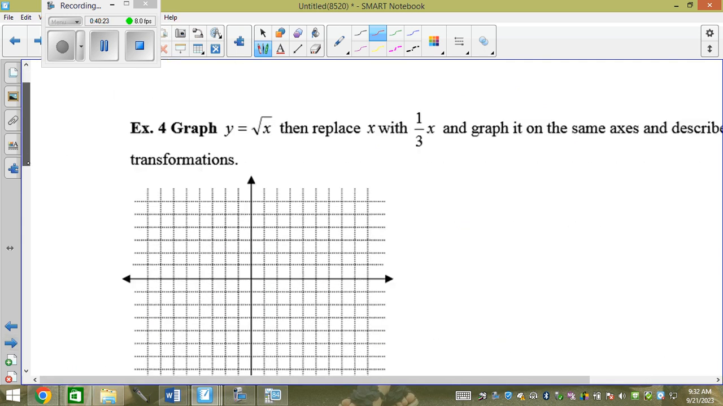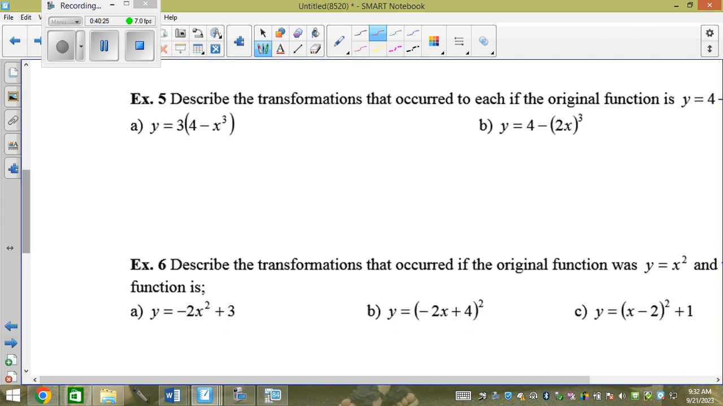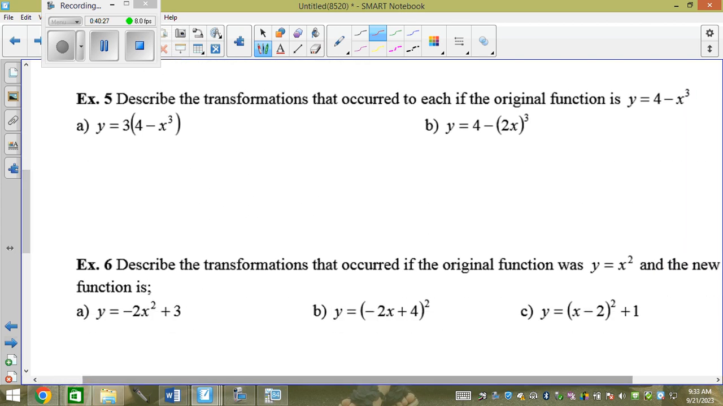We're going to bypass the radical. We're going to go to here. Do you see how this one here, I have y equals 4 minus x cubed? This is my original, 4 minus x cubed. If that still exists, then no transformations happen. So if it's 4 minus x cubed and became 4 minus x cubed, nothing happens.